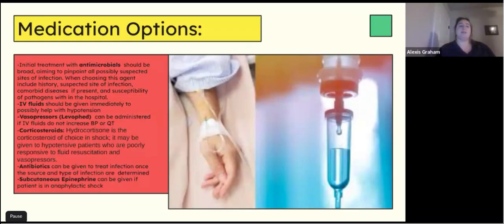Antibiotics can be given to treat infection once the source and type of infection are determined. And then subcutaneous epinephrine can be given if patients are in anaphylactic shock.